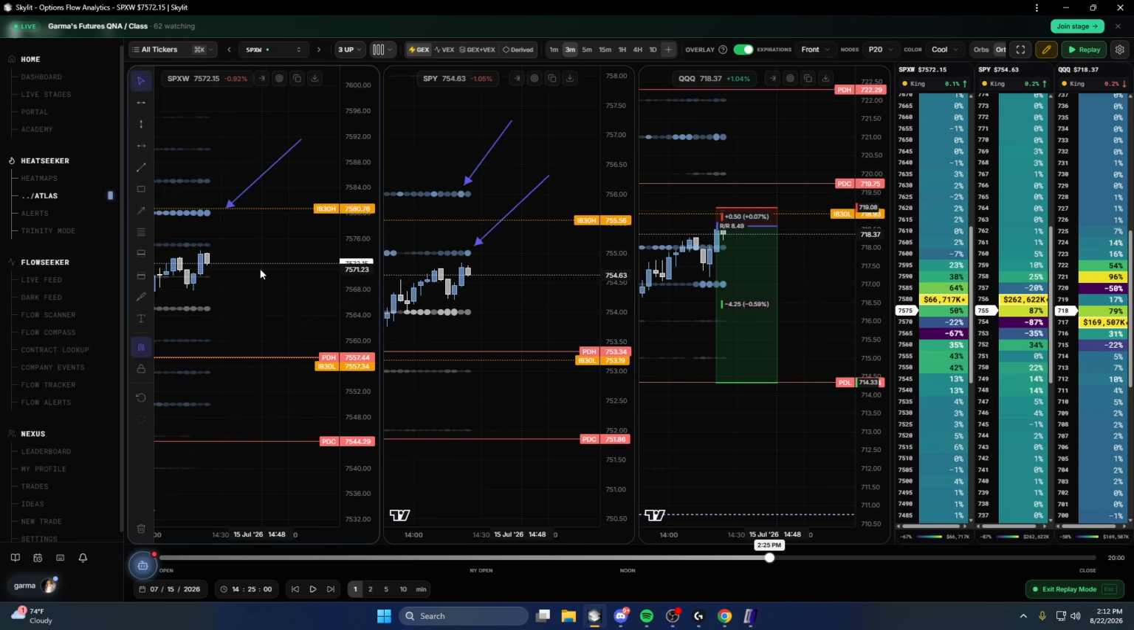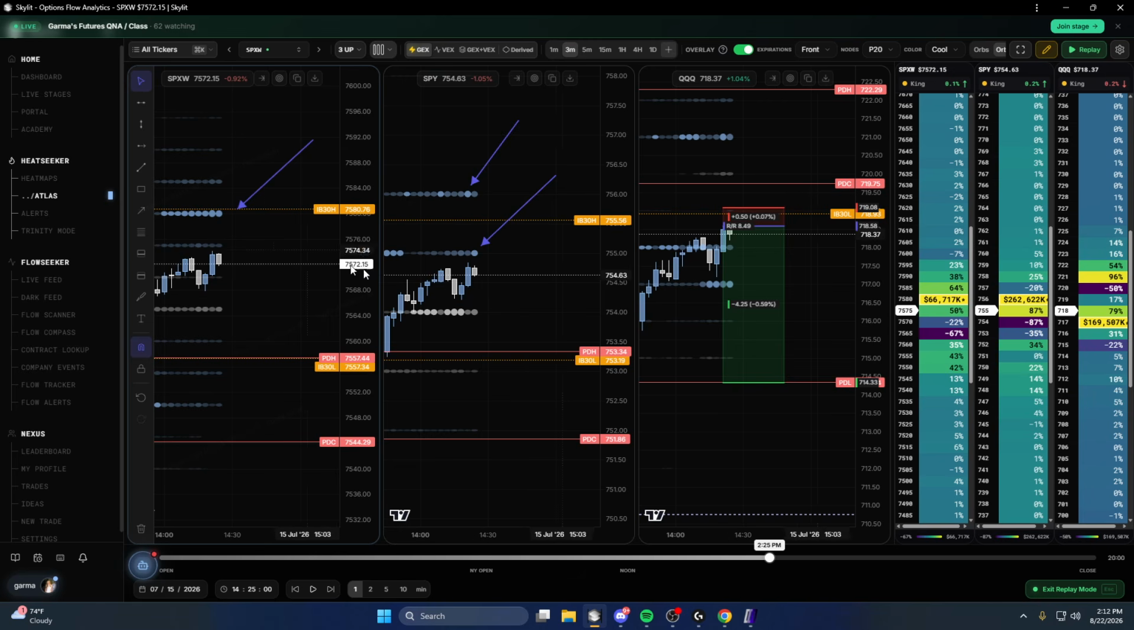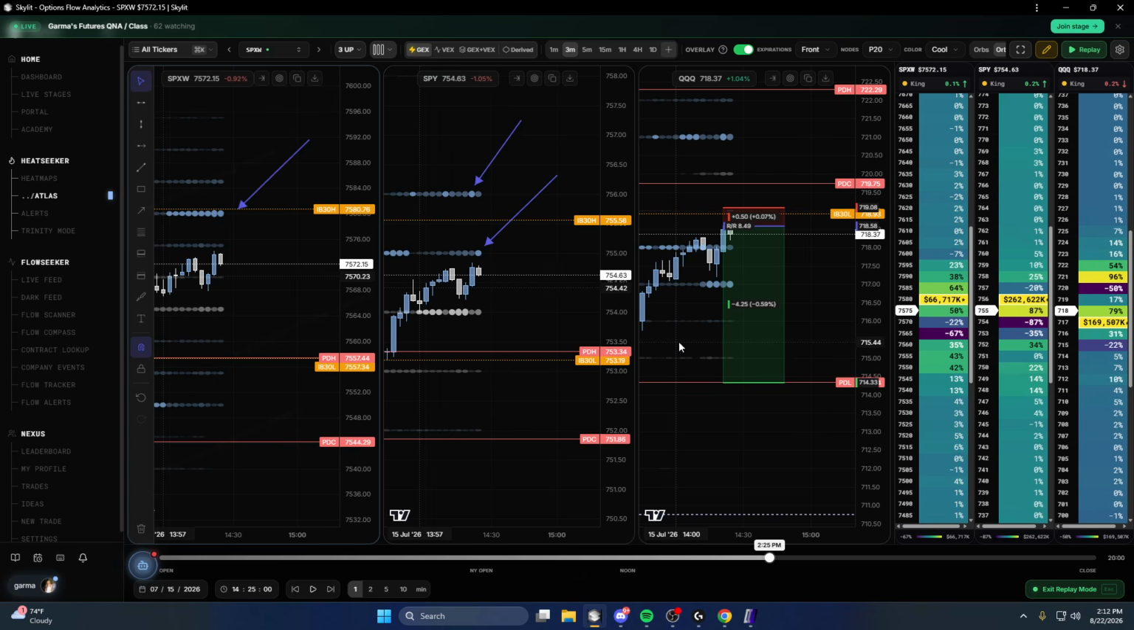Just because we have the ceiling roll down on SPY, SPX has the king node gatekeeping the upside, and we could almost predict that the IB high won't get hit. Yeah, we could look to take profit at the 717.